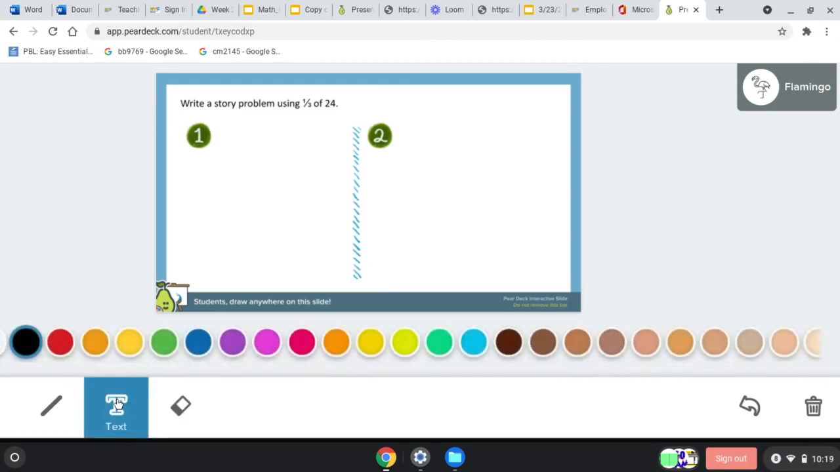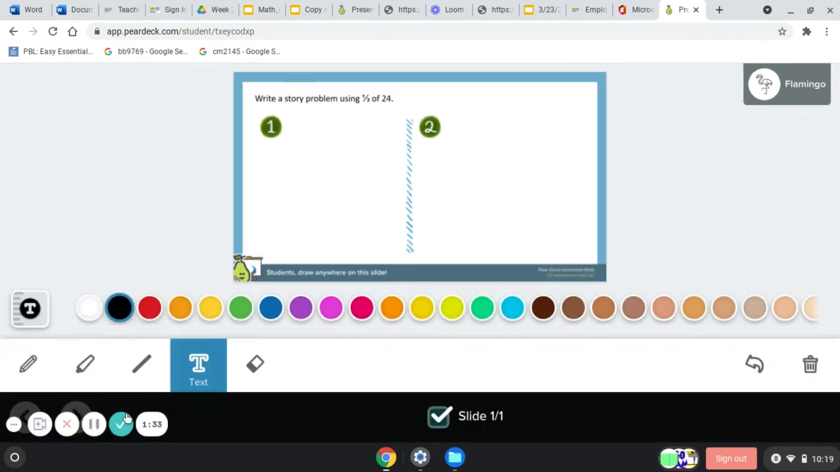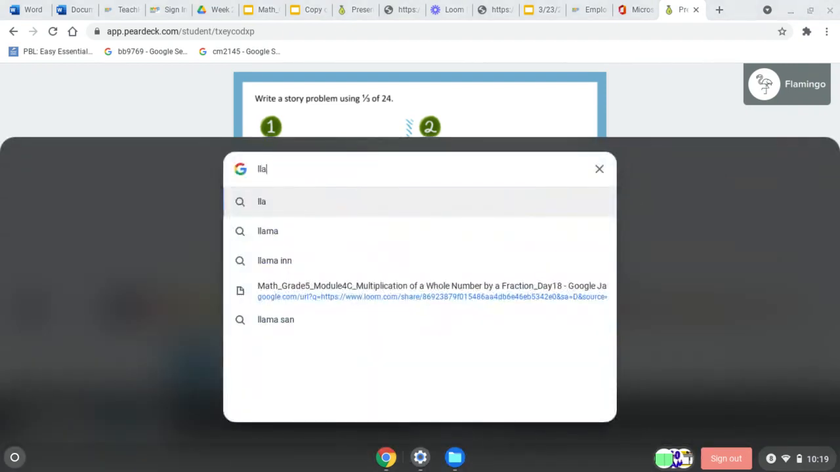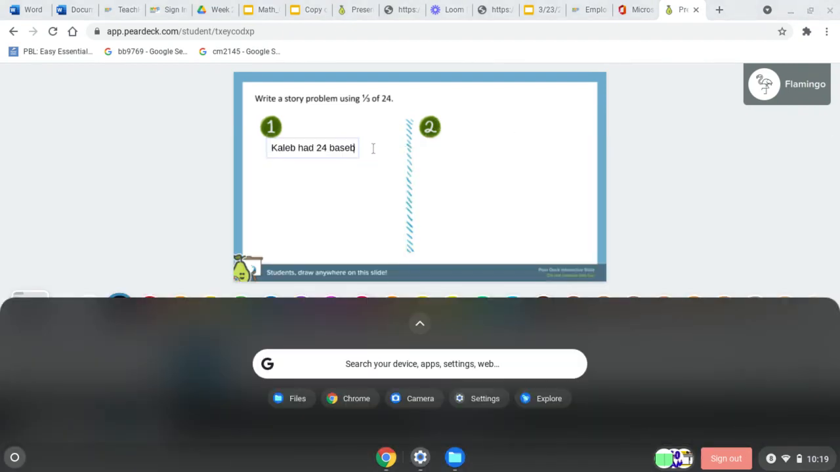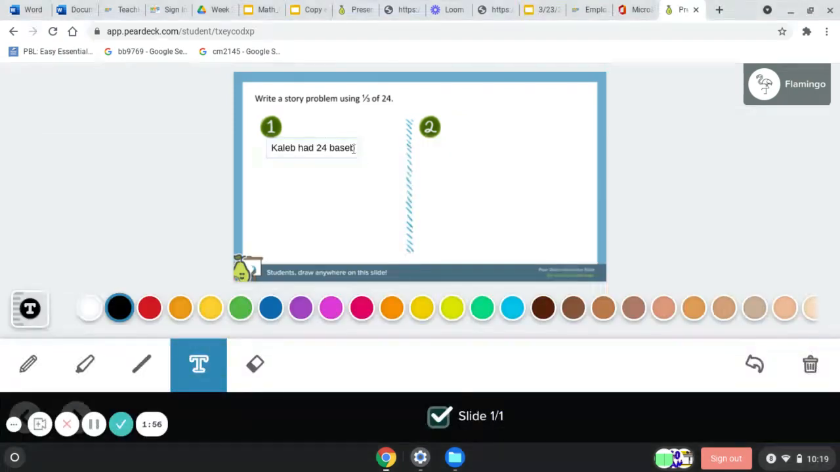So I am going to create a word problem based off of something that I just saw on TV. I was watching something about baseball. And my story problem is going to involve baseballs. Okay? So this is what I'm going to do. My word problem is going to be: Caleb had 24 baseballs. Okay. So that 24 baseballs is representing this whole of 24.